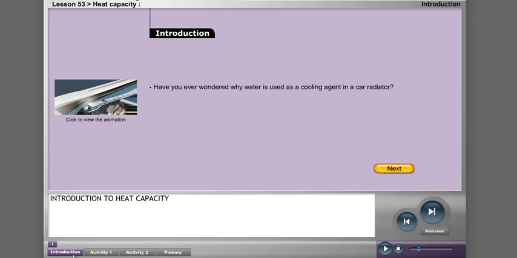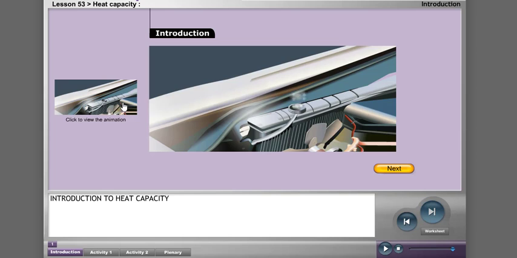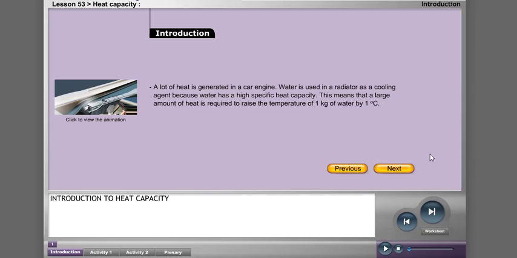Introduction to heat capacity. Have you ever wondered why water is used as a cooling agent in a car radiator? A lot of heat is generated in a car engine. Water is used in a radiator as a cooling agent because water has a high specific heat capacity. This means that a large amount of heat is required to raise the temperature of 1 kilogram of water by 1 degree Celsius.